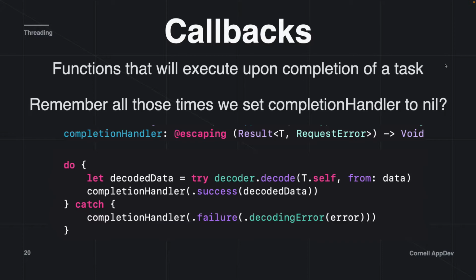So here's an example. We have a do block. We try to decode some information, and if it works, we'll call our completion handler, and we're going to say, okay, I have to return a result, and the result is going to be a success because we succeeded in decoding it. And then we're just going to pass in the decoded data because that's the result of it. Whereas if it doesn't work, we call completion handler and failure.